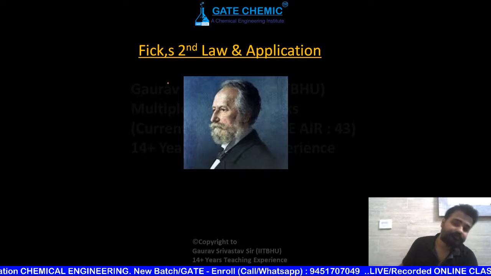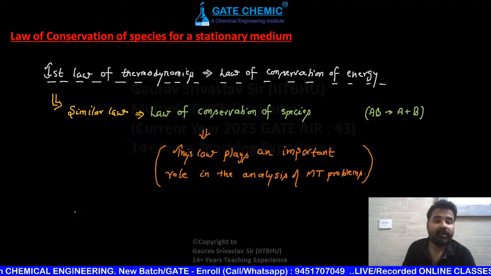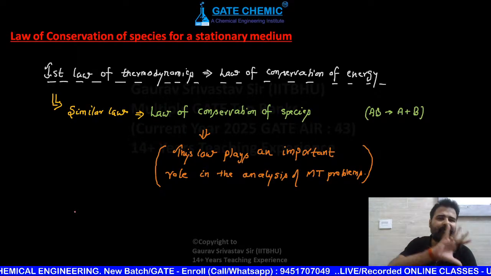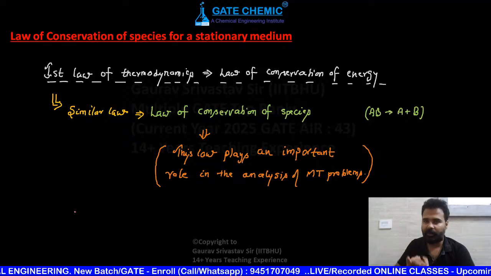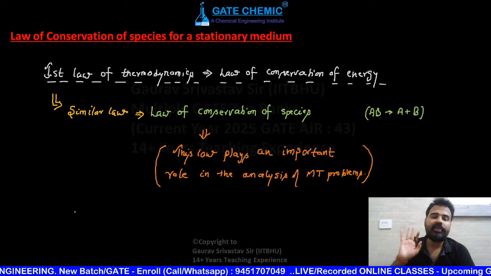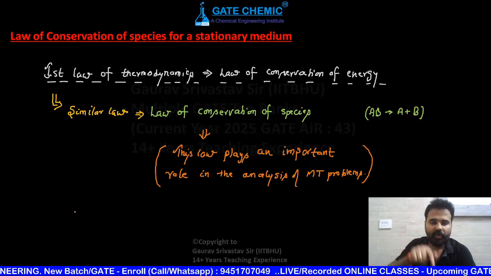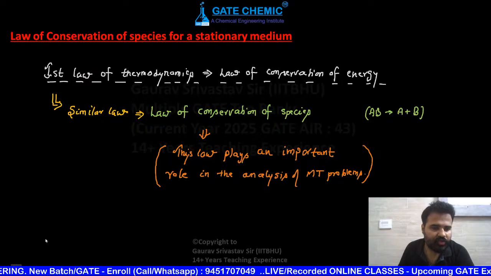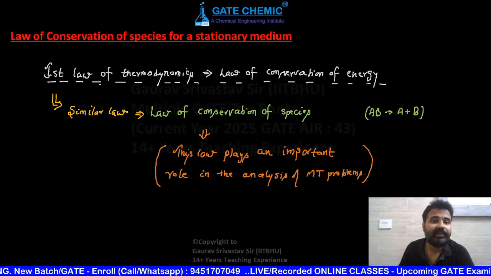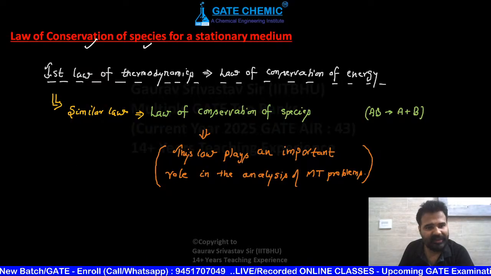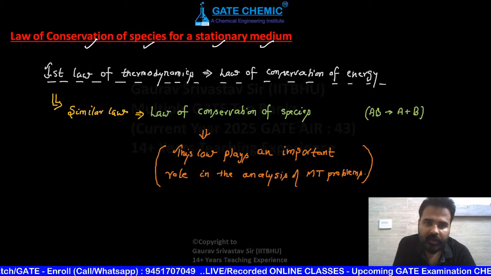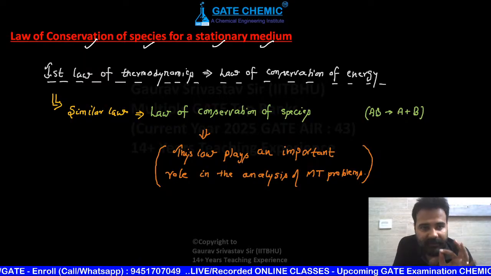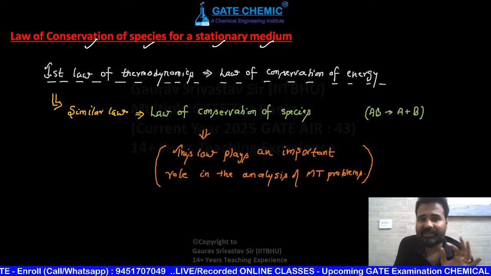So, Fick's second law. Fick's second law means three dimensional. You are going to see things in three dimensional, but that equation is also applicable to two dimensional and one dimensional cases. Before that, one beautiful law you have to see, that is law of conservation of species for a stationary medium.